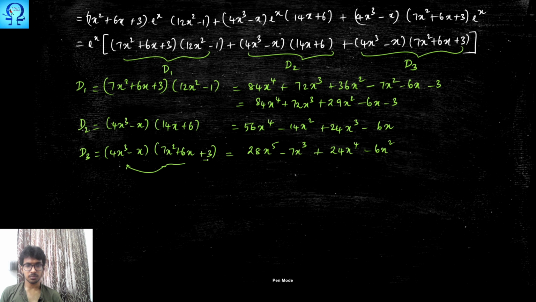Now we'll have to multiply 3 with these terms. So plus 12x cube minus 3x. So we are done with the calculations. Now we may substitute these values into that.